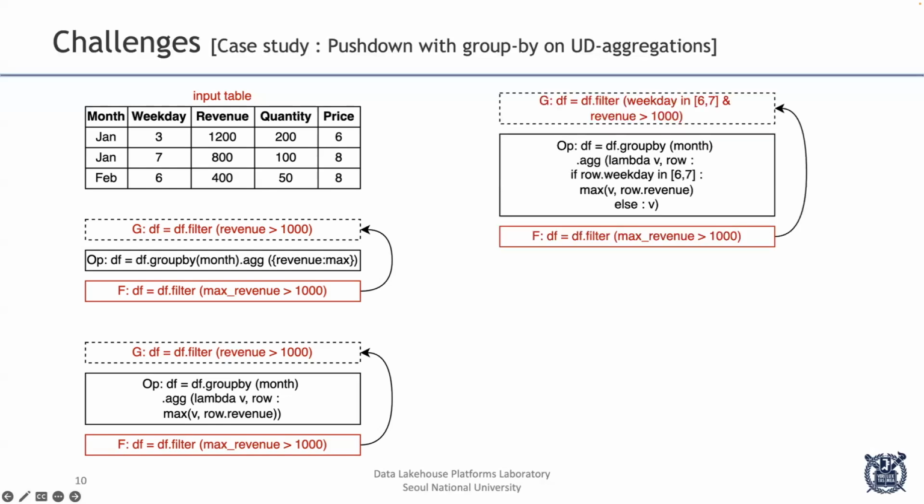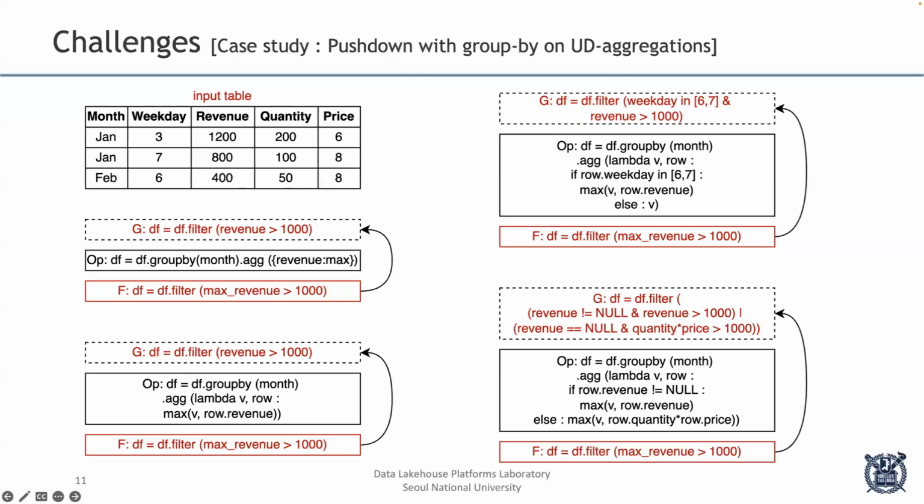Another variation of the group by operator counts the maximum weekend revenue, for example. Although the exact predicate can be pushed down, a more selective predicate G, weekday in 6, 7, Saturday or Sunday, and the revenue is more than 1,000, is also a correct predicate. But a new rule is needed to generate this more selective predicate that checks if the revenue is on Saturday or Sunday. So this is also an opportunity that is missed. The solution to this challenge is to decompose the UDF into identifiable primitive components. Yes.